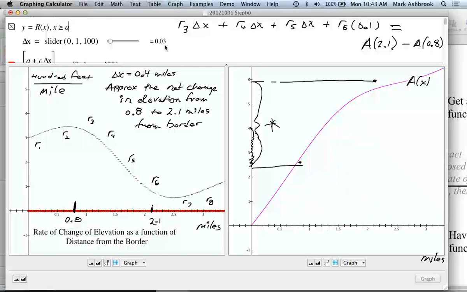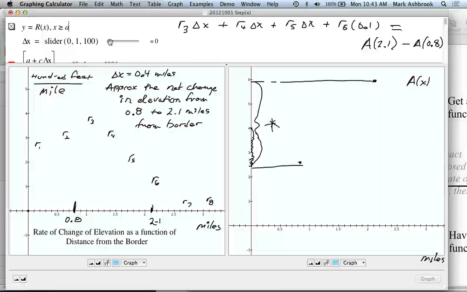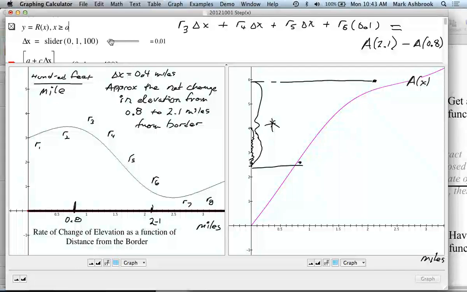Okay? Do it again. So write the net change in elevation from 0.8 miles to the border to 2.1 miles from the border in two ways, with this situation representing very, very small changes in x. Might be able to get even one smaller. There we go. That's 0.01, all right? So that is still actually a step function, but delta x is so small that we virtually have the exact rate.